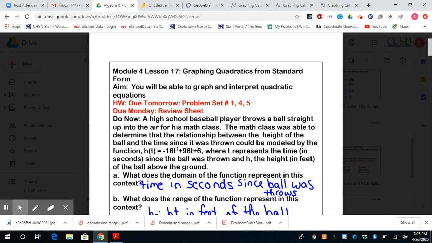We are on lesson 17, very close to ending this quadratics unit. Don't mind what it says for homework or do Monday. That's obviously if we were in school and on a regular track here. But our aim today is you'll be able to graph and interpret quadratic equations.